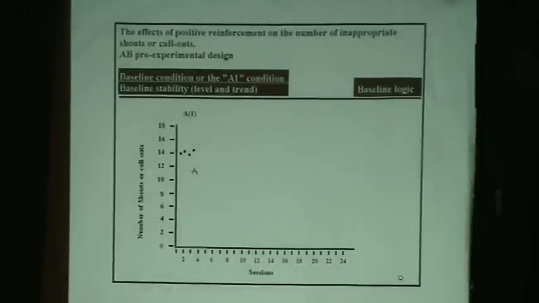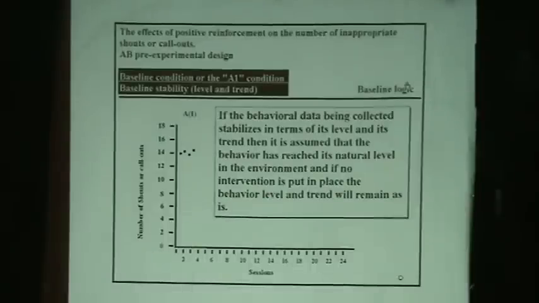When working with an AB design, when the baseline data is stable, a concept called baseline logic kicks in. And baseline logic states that if you're collecting behavioral data, and the data stabilizes in terms of its level and its trend, then we assume that the behavior has reached a natural level in the environment, and if no intervention is put into place, the behavior level and trend will remain the same. That's called baseline logic.